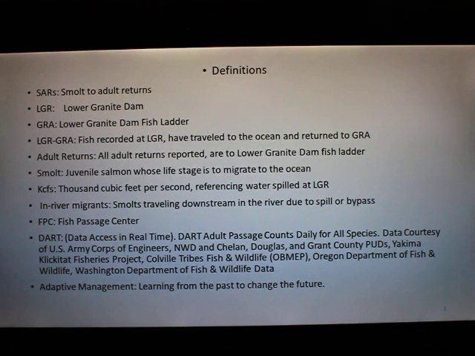In the graphs and some of the charts there are going to be definitions. Please don't hesitate to refer to these as we move forward.